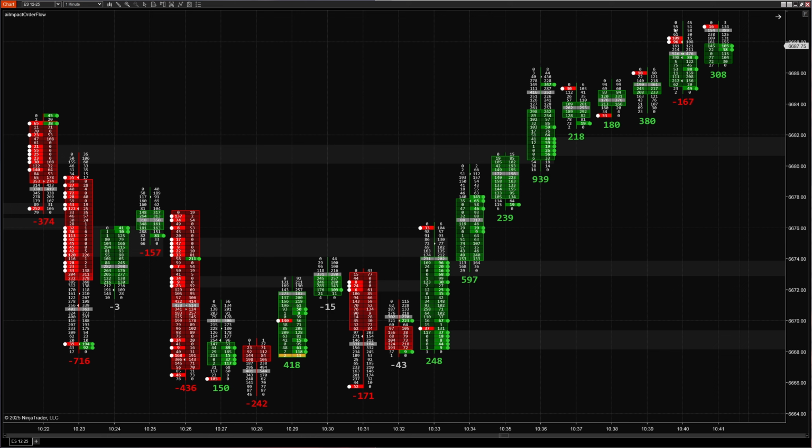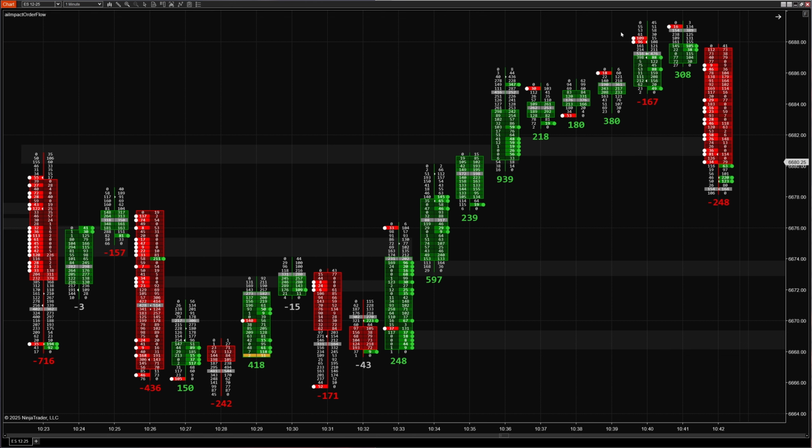Is there any clue up here that the market is likely going to run out of steam and potentially start to pull back here just a bit? If I fast forward, look what we get. We get a big nasty red candle. So as we're looking at this, is there any clue letting us know that the market was getting ready to run out of steam?